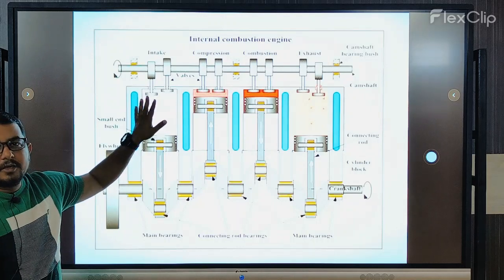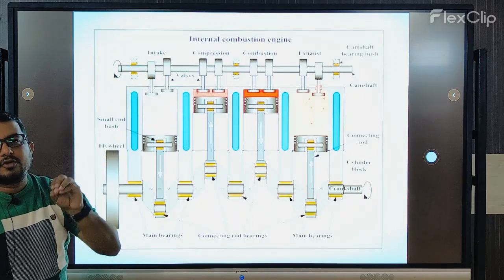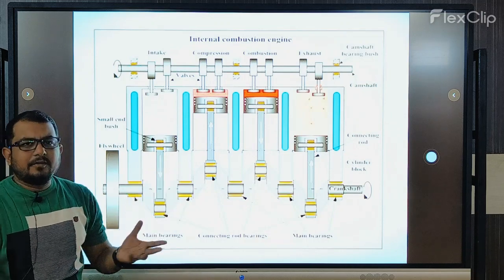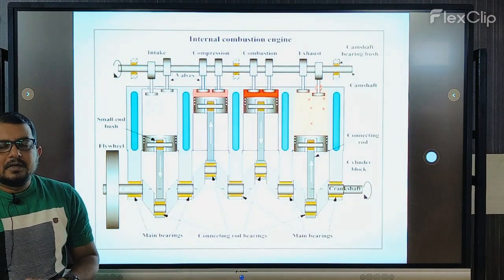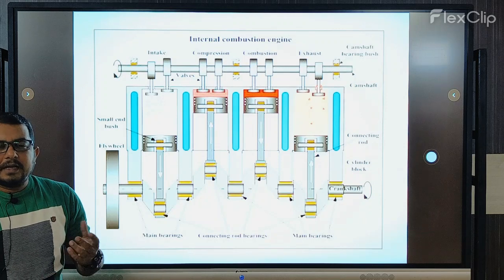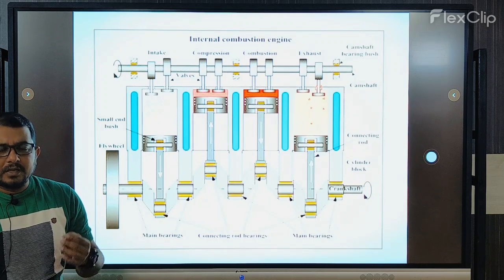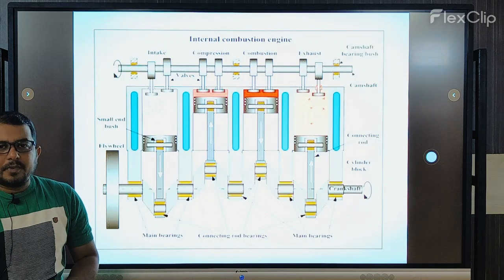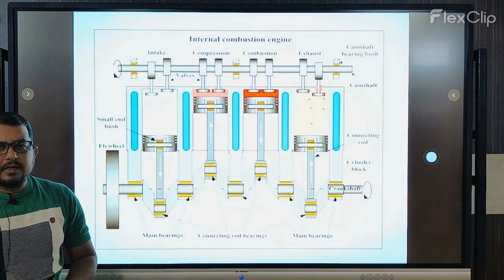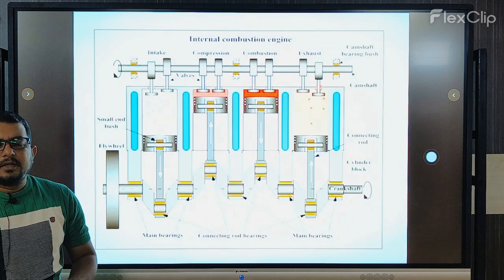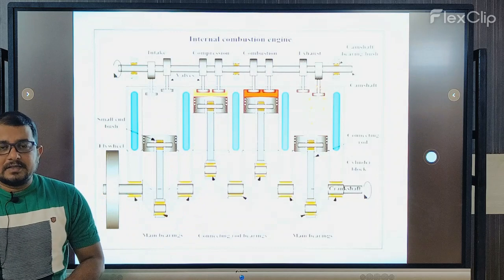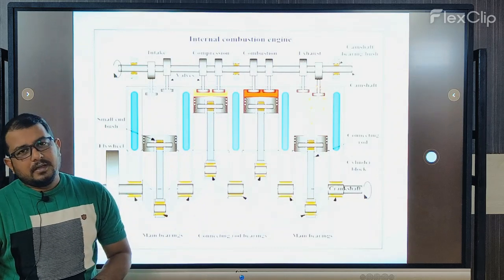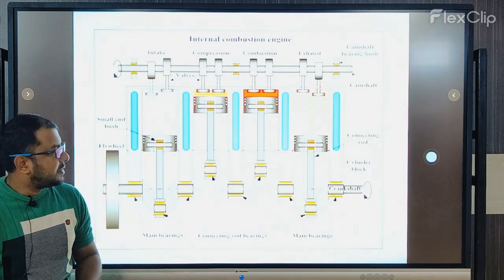These valves operate in 4 strokes. This is a schematic diagram of a 4-stroke cycle, rather. In this 4-stroke cycle, we have suction, compression, expansion and exhaust. The expansion stroke is our power stroke. We will soon learn about all the strokes in the later part of the classes. First we will see what the parts of an IC engine are, then we will proceed to the next chapter.